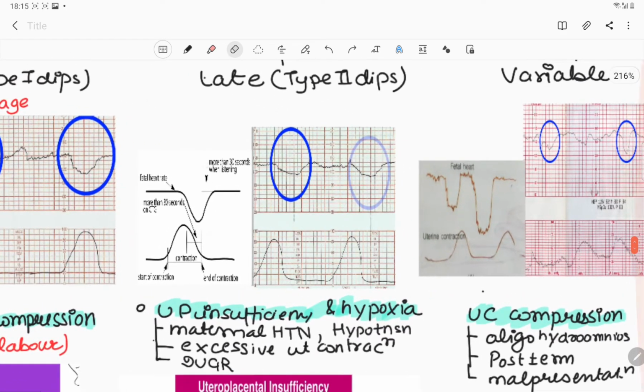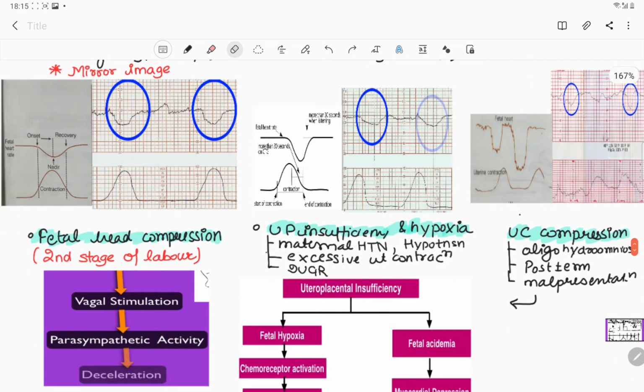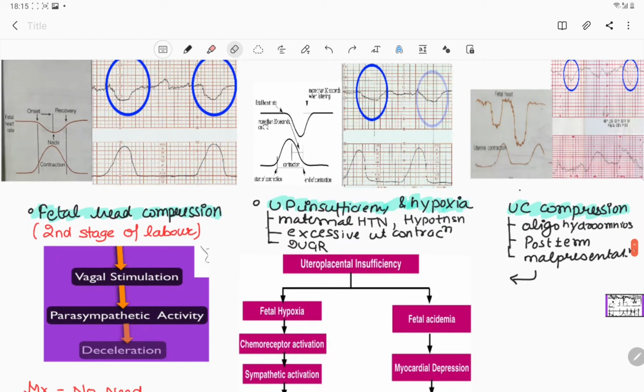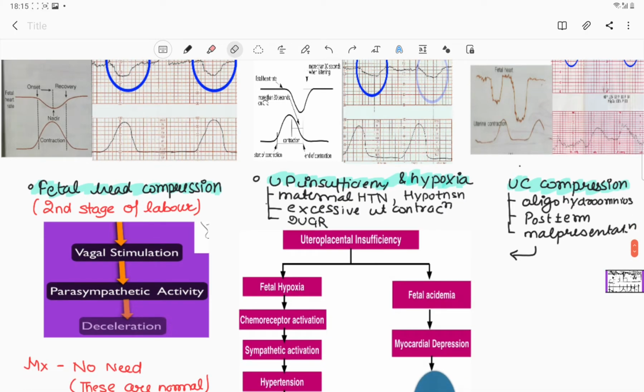Then the third type is variable deceleration. Variable itself tells us that there is no correlation between the fetal heart rate and uterine contraction. It occurs in umbilical cord compression, and the conditions which are high risk for umbilical cord compression are oligohydramnios, postterm pregnancies, and malpresentation.